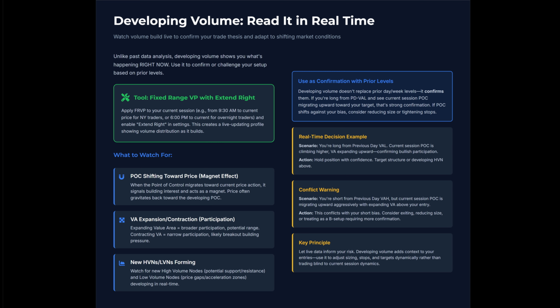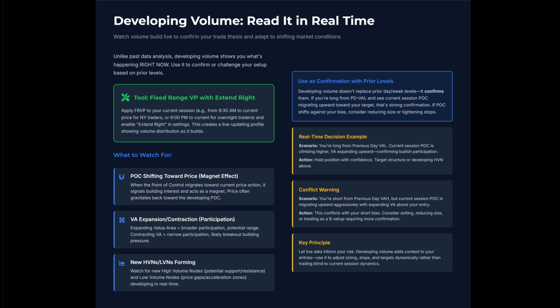Developing volume is one of the most powerful real-time tools in volume profile trading. While most traders rely solely on prior day levels, PDVAH, PDVAL, PDPOC, developing volume shows you what's happening right now in the current session. It's the difference between driving with a rear-view mirror and actually looking at the road ahead.